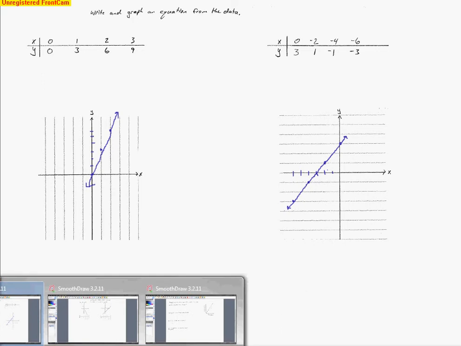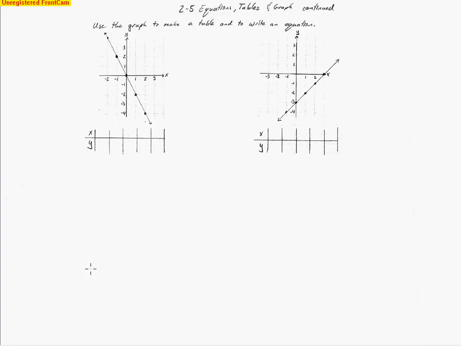Well, let's take a look at the next sort of problem that we'll end up seeing. What's different about this is they give us the graph and they want us to write the equation but also table the units as well. So we're just labeling the ordered pairs here.